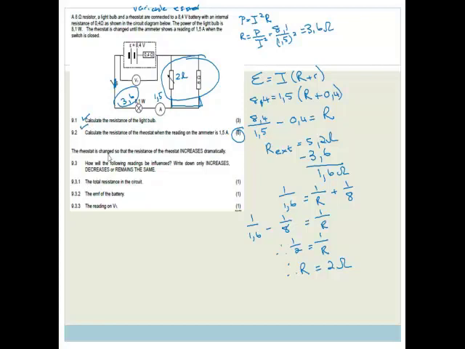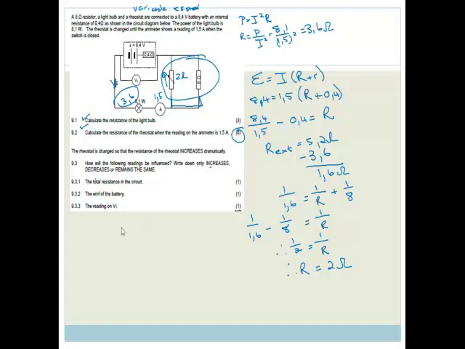It now says the rheostat is changed, so the resistance of the rheostat increases dramatically. So we're increasing this dramatically. How will the following readings be influenced? Write down only increases, decreases, or remains the same. So what is going to happen to the total resistance of the circuit? Well, think about it.